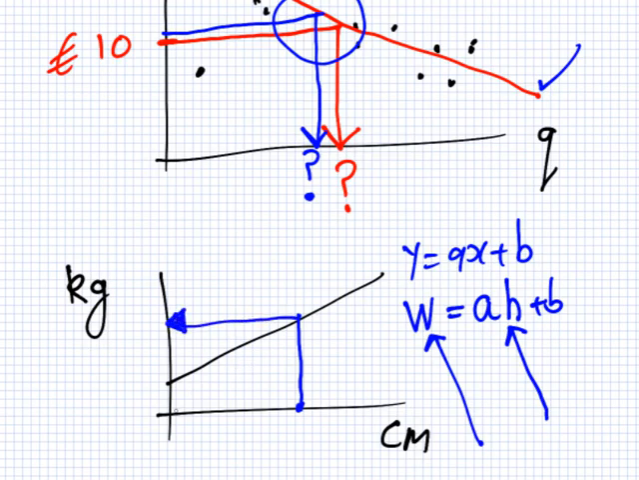Some lines should pass through the origin. Some lines don't pass through the origin. And this one here, should it pass through the origin or not? I feel like if you have no height, then you should have no weight. I think so. Don't you think so too? If your height is 0 centimeters, I feel like your weight should be 0 kilograms. I think. But often what happens is your line doesn't go through the center.